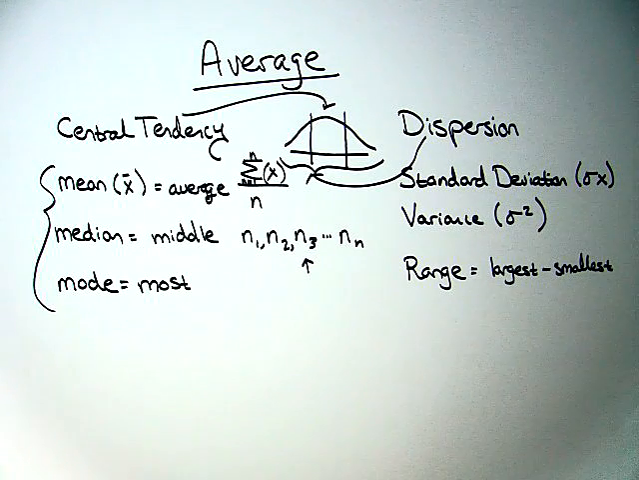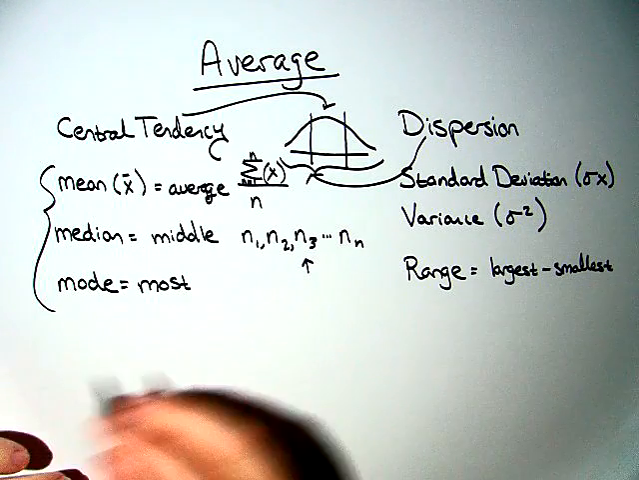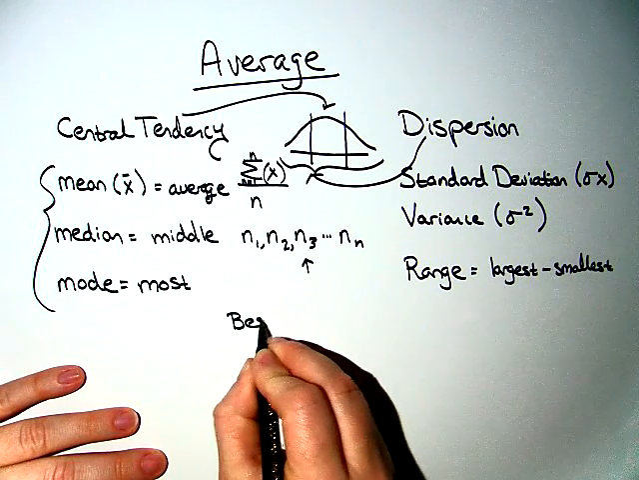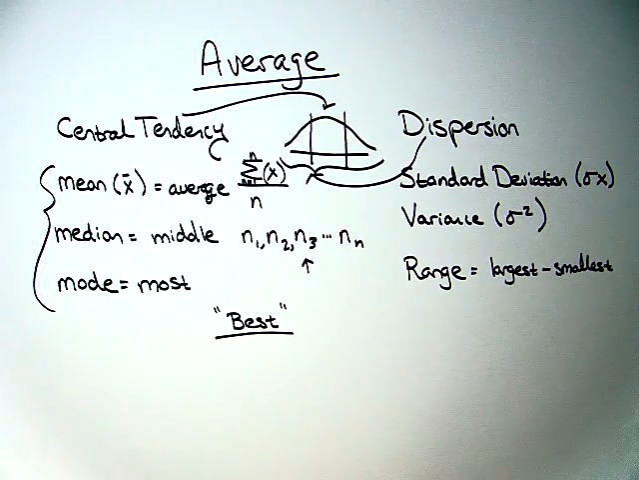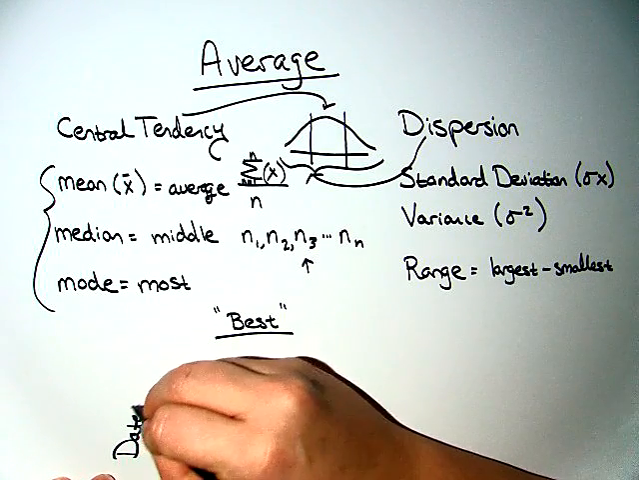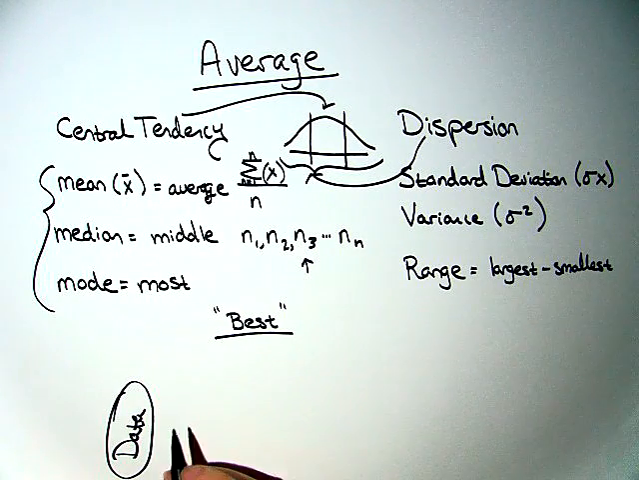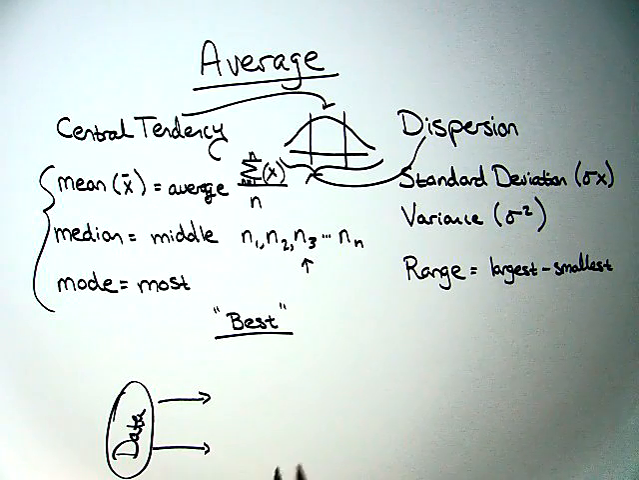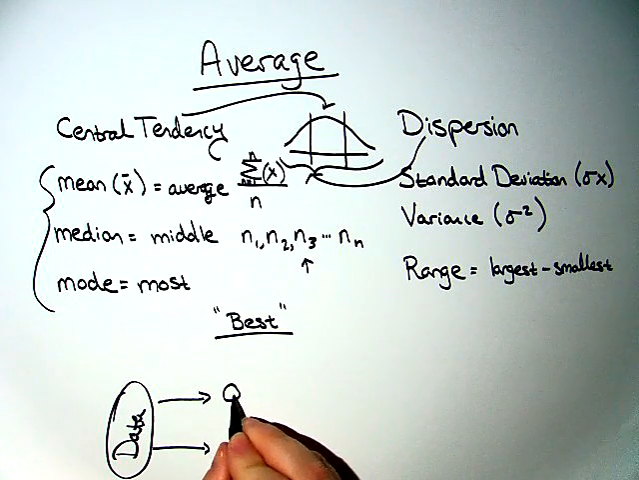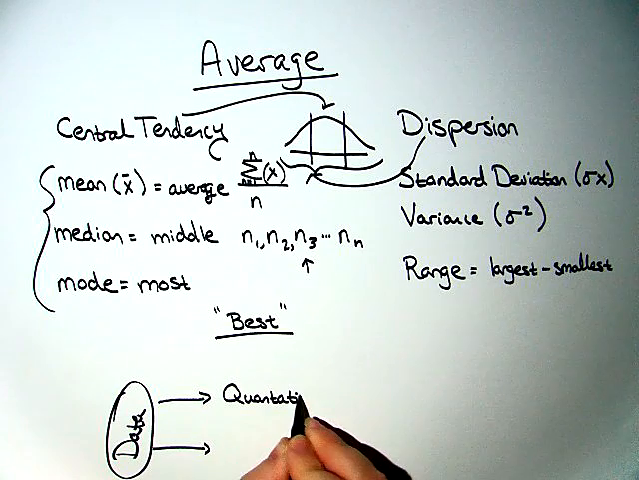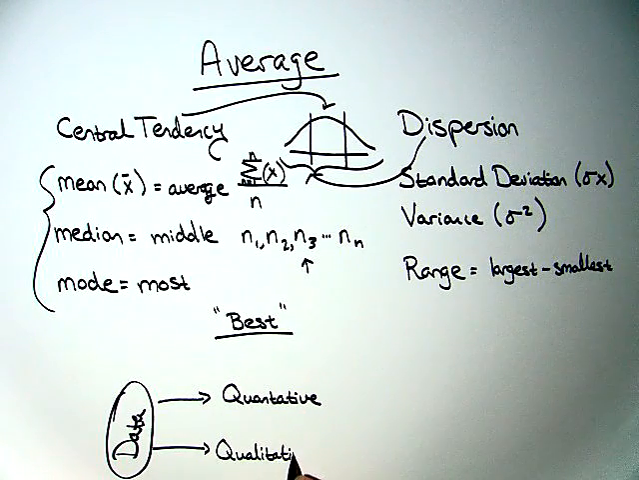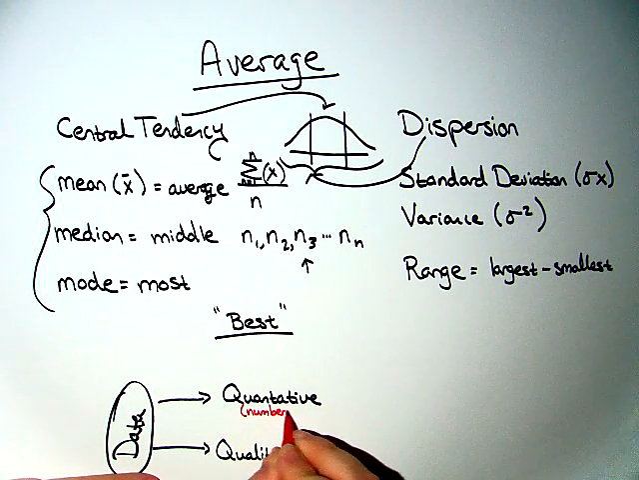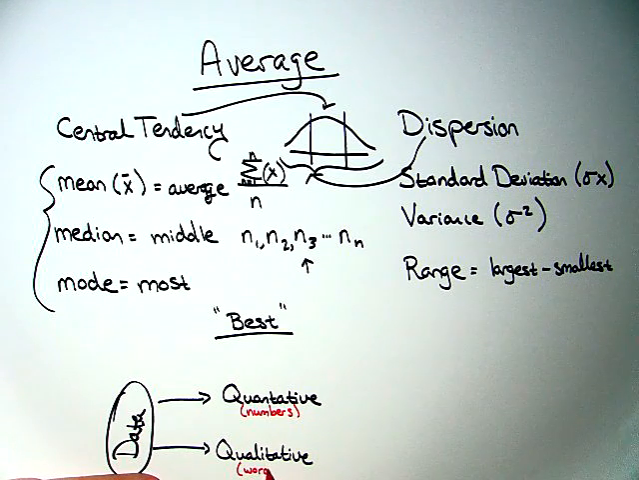Now the last thing that you need to know is how to find the best average for your data. So in order to find the best, so whenever you see that word, you know you're going to have to do this. You have to start by taking your data, right? And your data will be two things. We talked about this just a second ago. Your data will be quantitative or it'll be qualitative. Now remember, quantitative means that you're looking at numbers. And qualitative means you're looking at words.